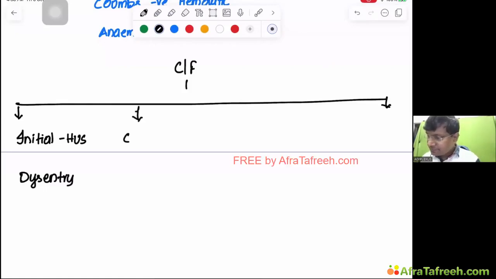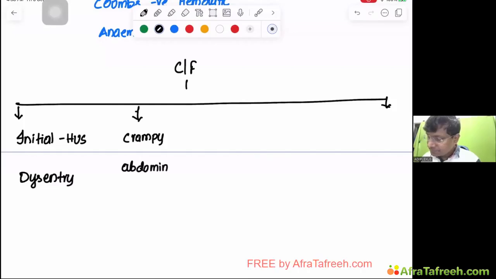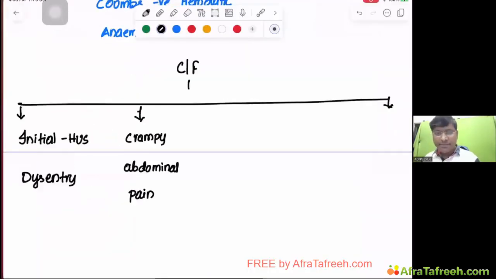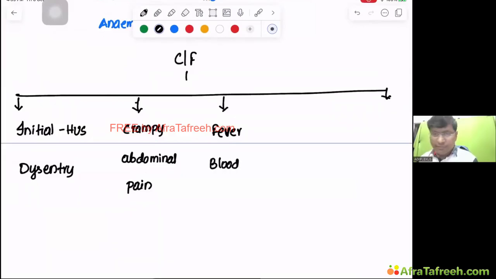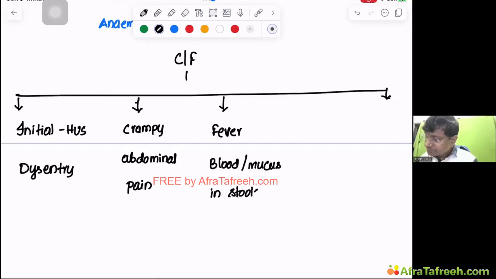Along with that, they have crampy abdominal pain. Right? They have this crampy abdominal pain. Along with that, because it's an infection, they'll have fever, and as well as how will be the stools? Presence of blood or mucus in stools. Okay, so that will be the clinical features.